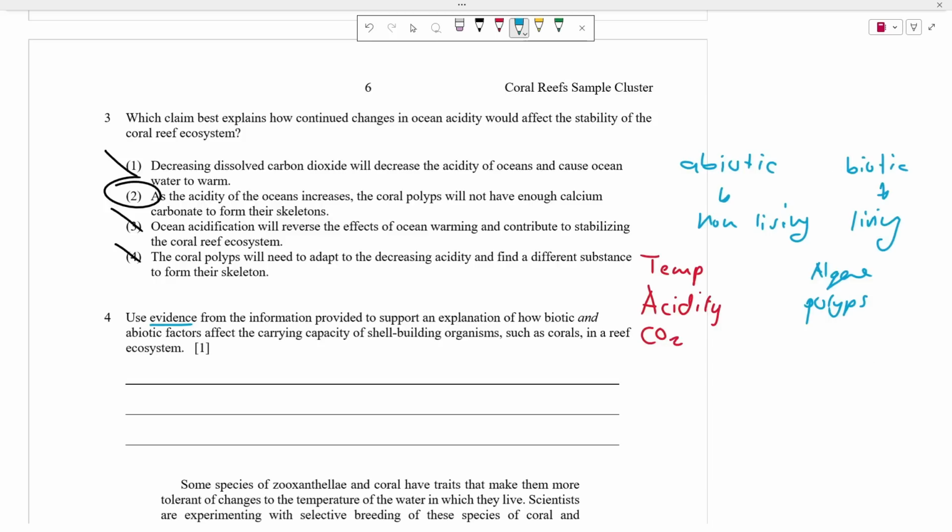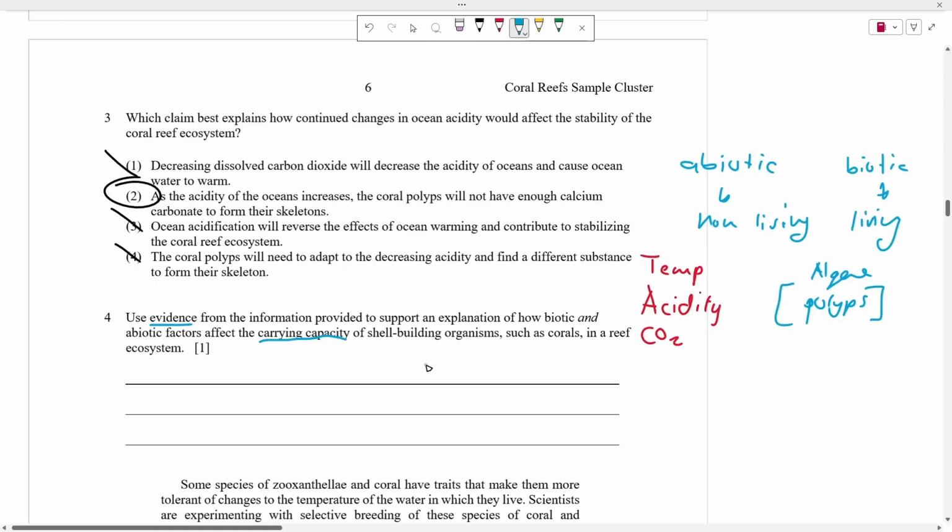And finally, I need to show how they're related in terms of the carrying capacity of shell-building organisms. First of all, carrying capacity is just the amount of a certain population that an environment can support. So how do these biotic and abiotic factors affect how many shell-building organisms, which are polyps, can survive in the environment, right?